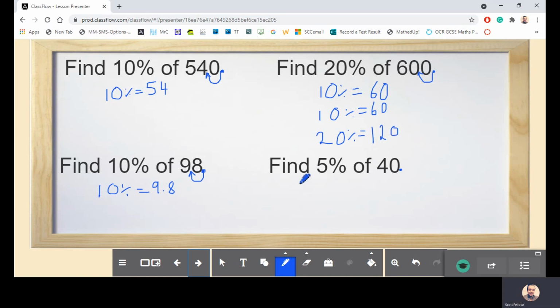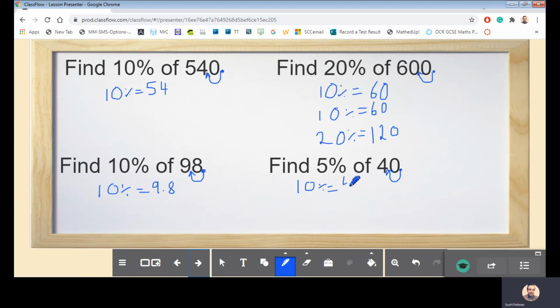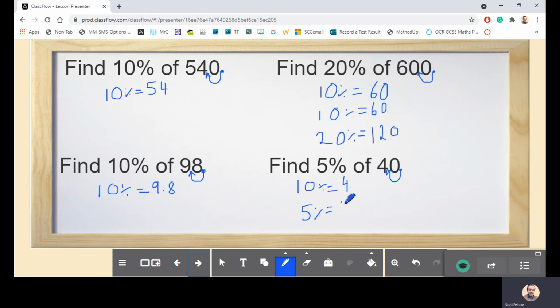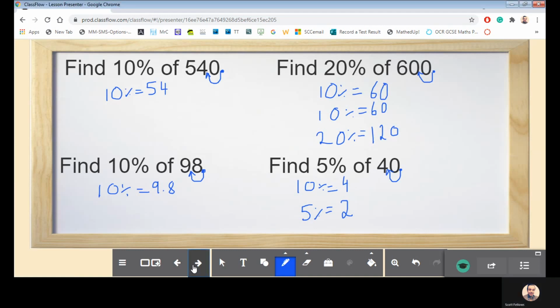To find 5%, again, you need to find 10% first. So move the point over 1, which gives you 4. 5% is half of 10%. So you need to find half of 4, which is going to be 2. So 5% is 2, 10% is 4. So you're always finding 10% first.